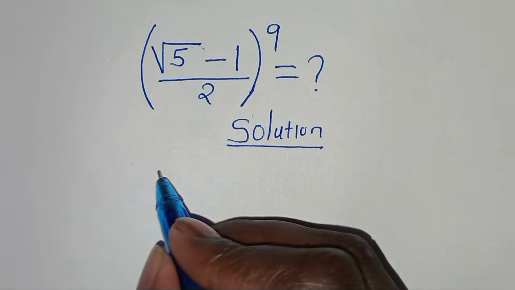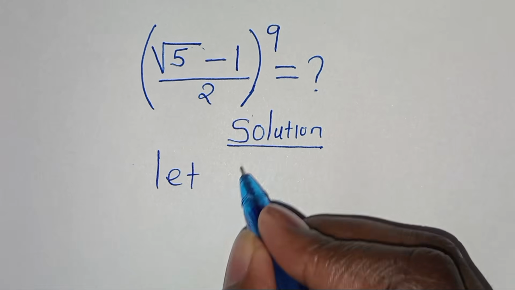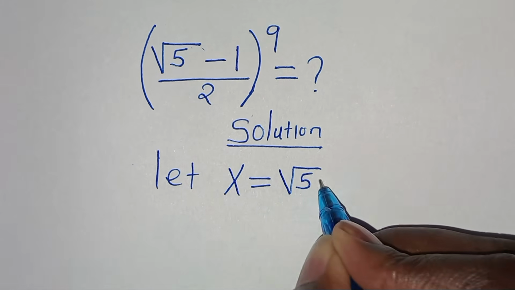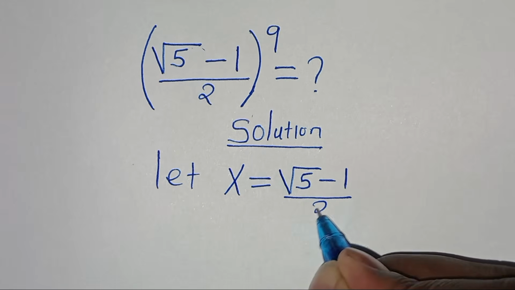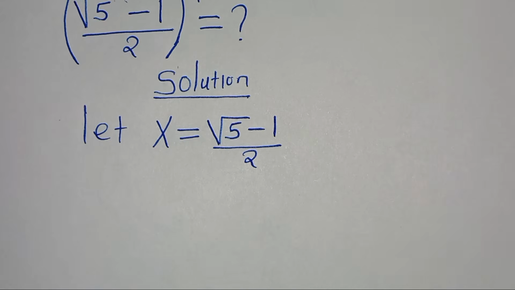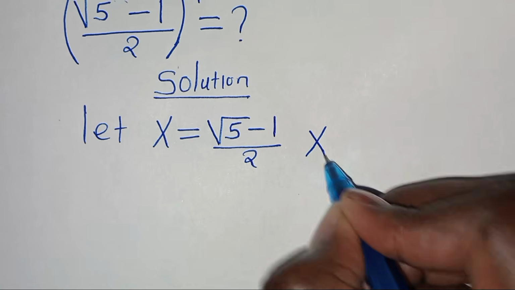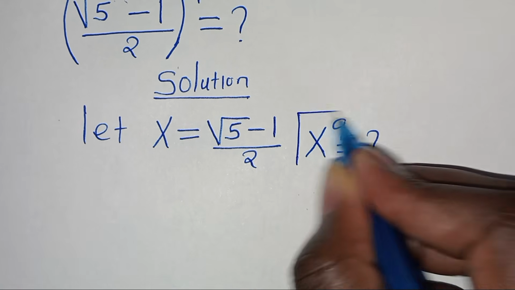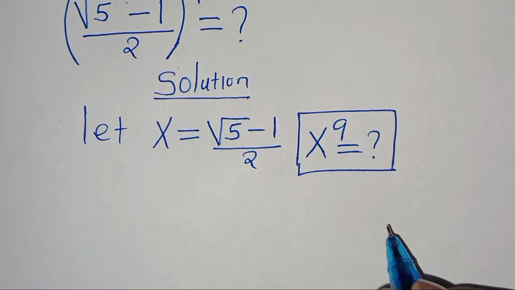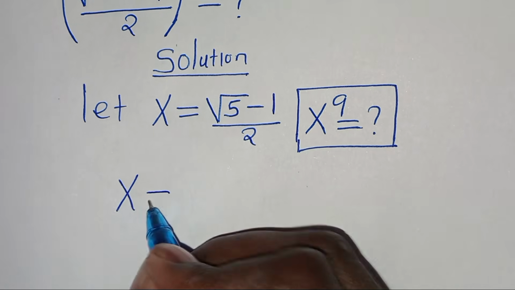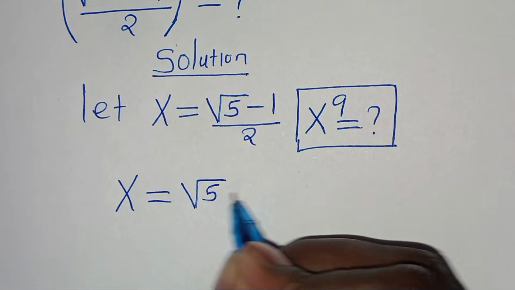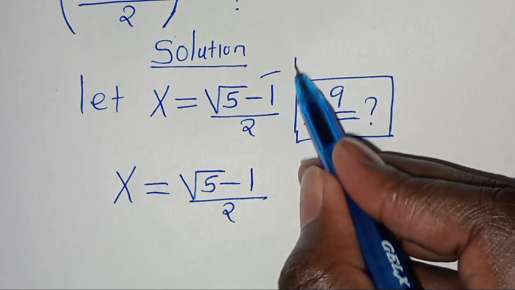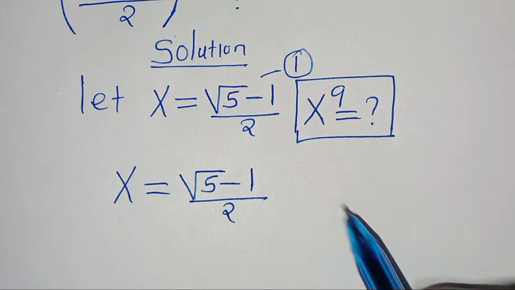So the first step is that we can let x be equal to (square root of 5 minus 1) divided by 2. So the question is, what is x to the power of 9? Now, since we have x equal to (square root of 5 minus 1) over 2, let's call this equation 1.